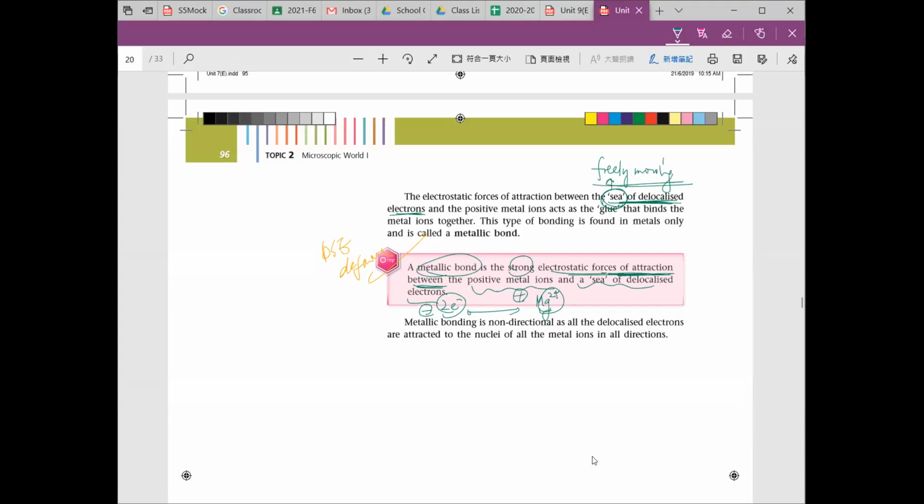It's freely moving. So with that freely moving sea of delocalized electrons, what will happen? It seems like a glue that binds the metal ions together. So we will call it as metallic bond. Okay, can you get my point? And as I said before, it is non-directional. Non-directional, 非方向性. Do you have any questions for this part?